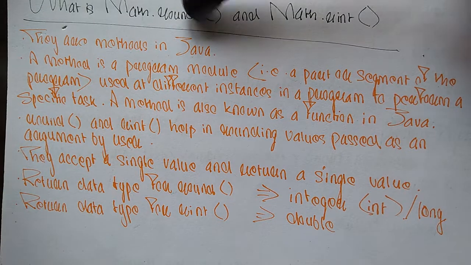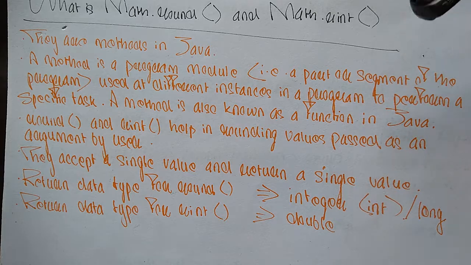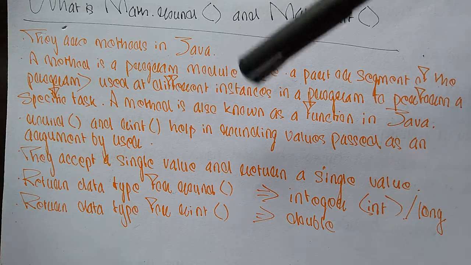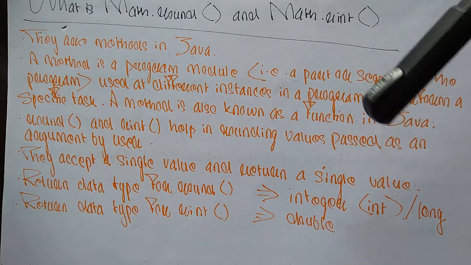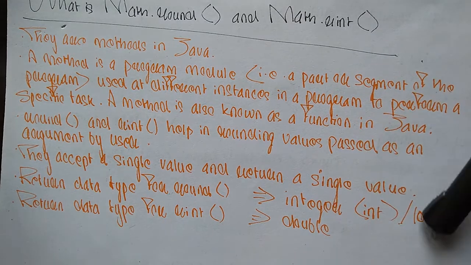So now we're talking about round and rint. These are two methods, and they help in rounding values passed as an argument by the user. They accept a single value and return a single value. And the return data type for round is integer or long.